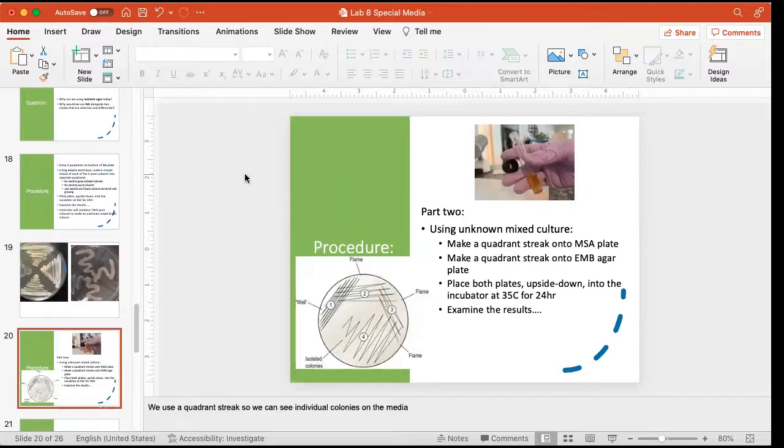And then what I did secretly was I took two of the organisms and I made an unknown mixed culture. Now, using that unknown mixed culture, I made a quadrant streak on MSA and I made a quadrant streak on EMB. I put both plates upside down into the incubator, and now we can examine the results.